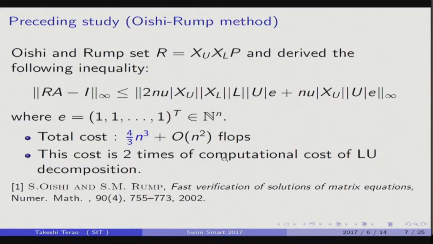After that, we introduce the first verification method. Oishi and Rump set R as this and derive this inequality. Here e is the all-ones vector. The total cost of the Oishi and Rump method is 4/3 times n cubed flops. This cost is 2 times the computational cost of LU decomposition.